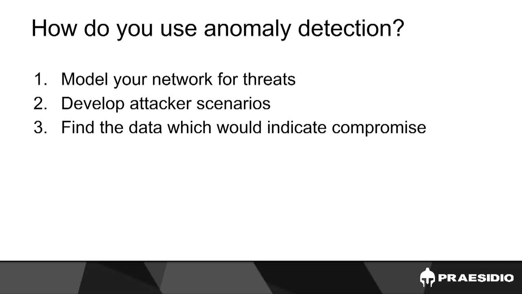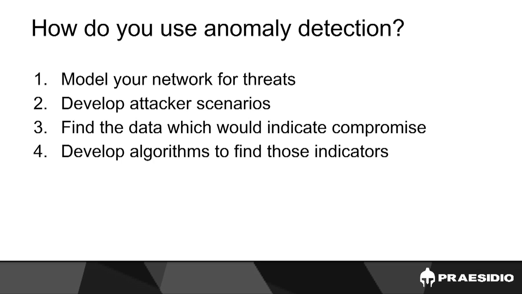Find the data which would indicate compromise. If you don't have the data, you can't alert on it. You can't develop anomalies. So then you need to gather that data. Then you need to say, okay, this data would indicate something in this scenario. And then we're going to develop algorithms from that data to find those indicators. So let's go through each one of these.